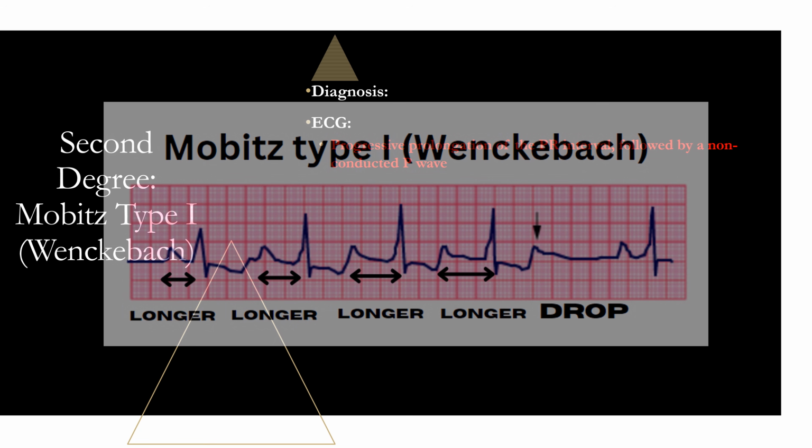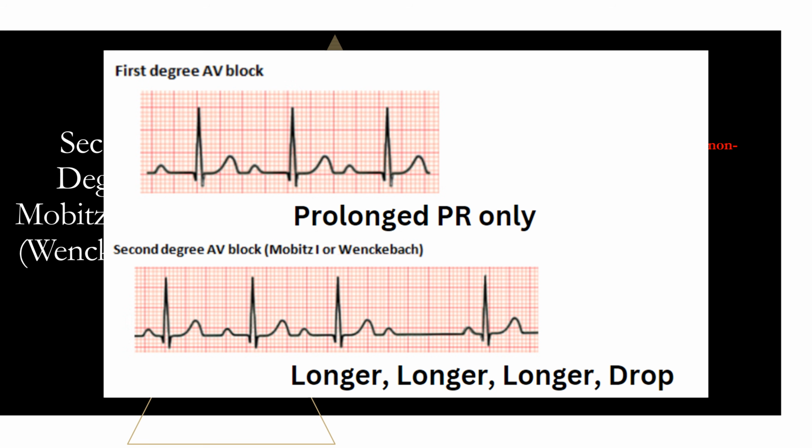So comparing this to a first-degree block, remember a patient with a first-degree block had a prolonged PR interval, but it didn't get progressively longer. And most importantly, there was never a dropped beat. All P waves were followed by a QRS complex. So you can see the difference here. All right, so that's the typical ECG finding, pretty simple.